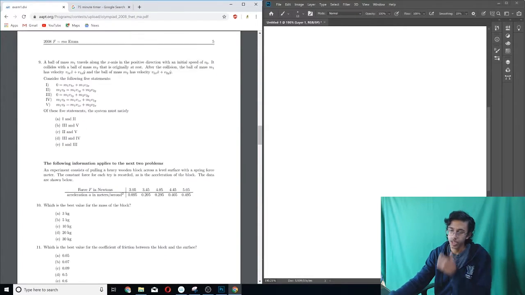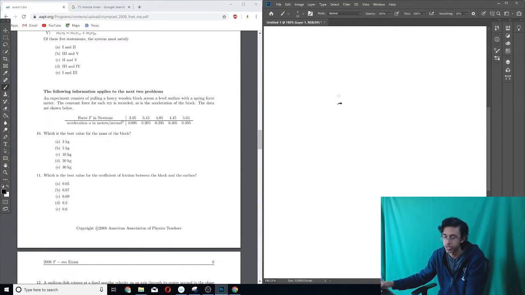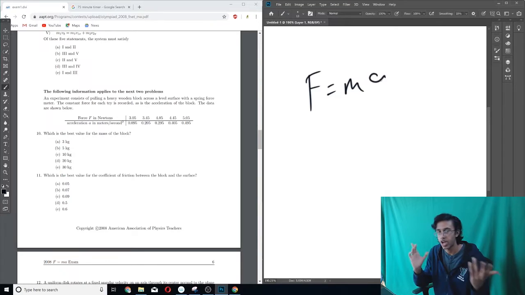B. Alright, 10. An experiment consisting of pulling a heavy wooden block across a level surface with a spring force meter. Oh, spring force meter, okay. The constant force for each try is recorded, as is the acceleration of the block. So basically, we know that the very title of this competition is F equals ma. So we're done. No, I'm kidding. Okay, so basically, what we could do is we could just divide each of the forces by m to get our acceleration for each trial, and then just average them.